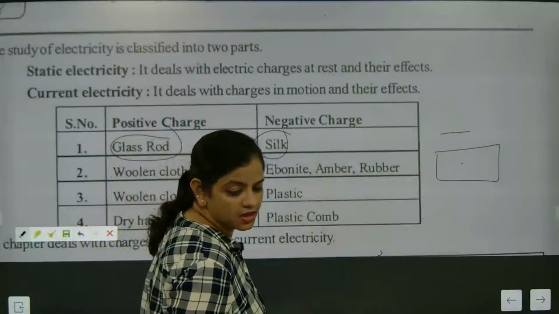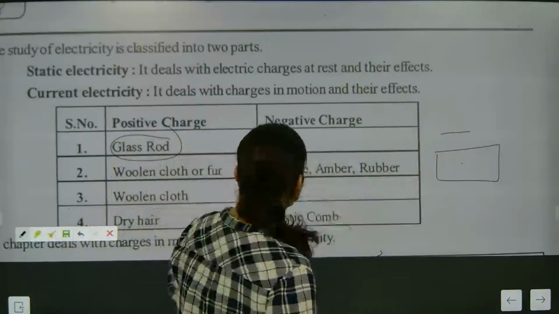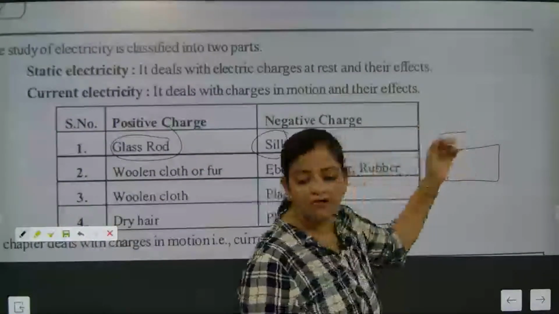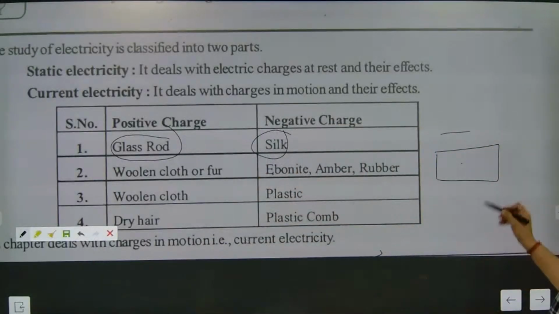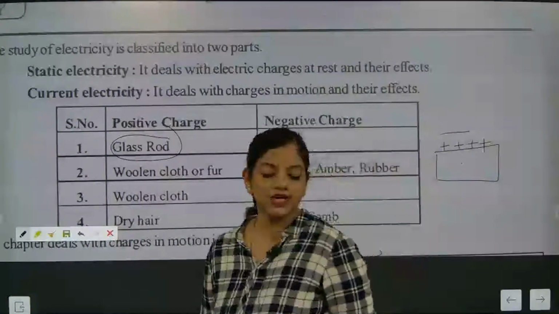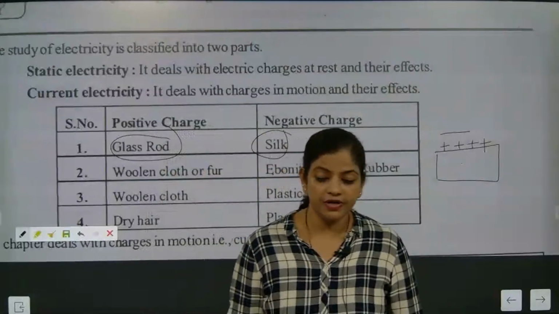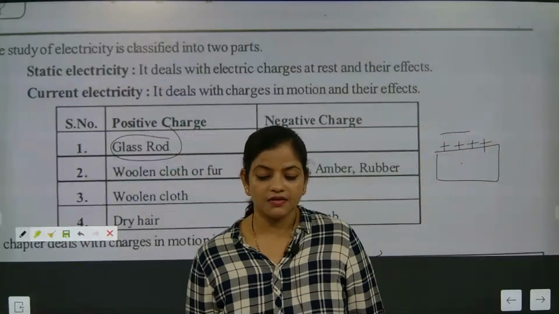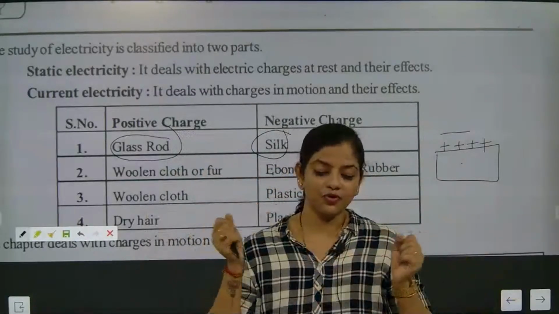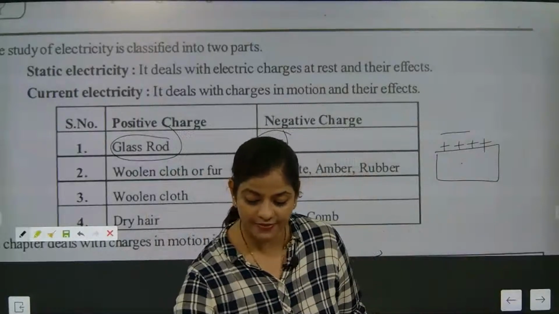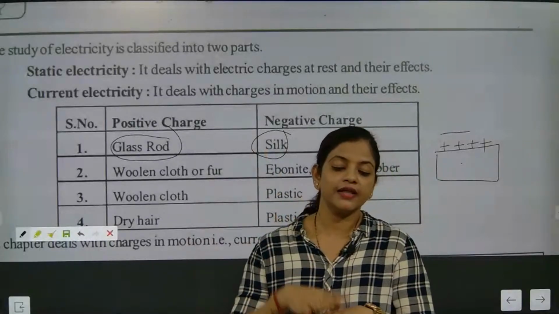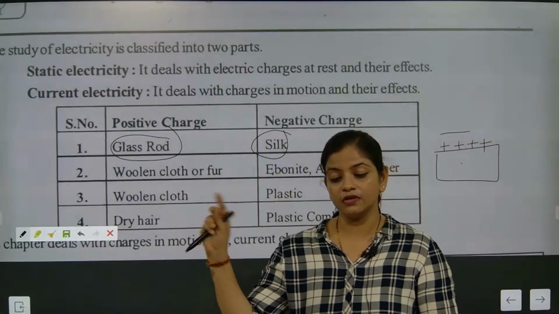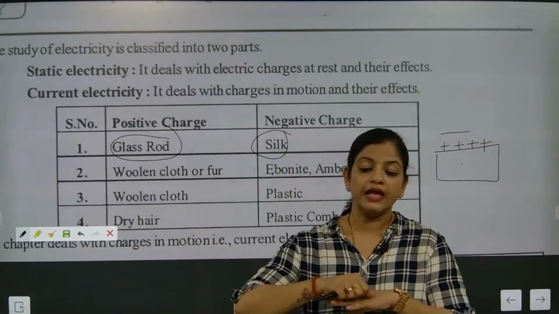Now what is happening here is that when you rub the surface, positive charges will be generated. What charges will be generated? Positive charges will be generated. So if positive charges are generated, that means the rod will be getting positive charges and the silk cloth which is rubbing it will be getting the negative charges.